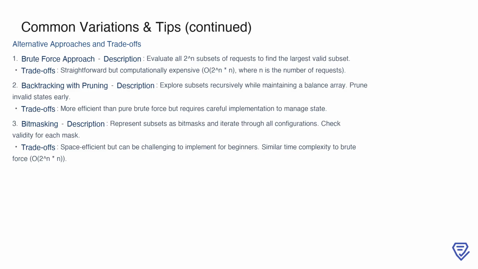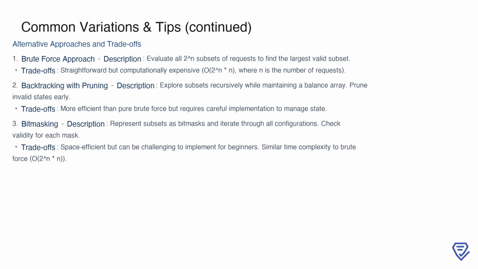A more efficient option is backtracking with pruning. In this approach, you recursively explore subsets while maintaining a balance array, and prune invalid states early to save computation time. While this is faster than brute force, it requires careful implementation to avoid errors, particularly in managing the state.